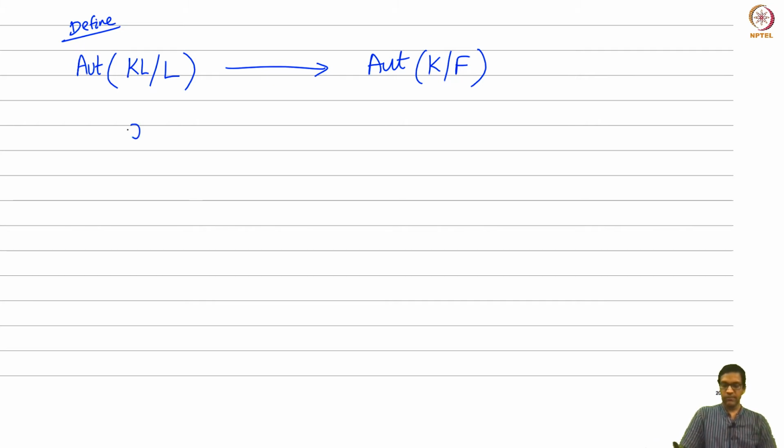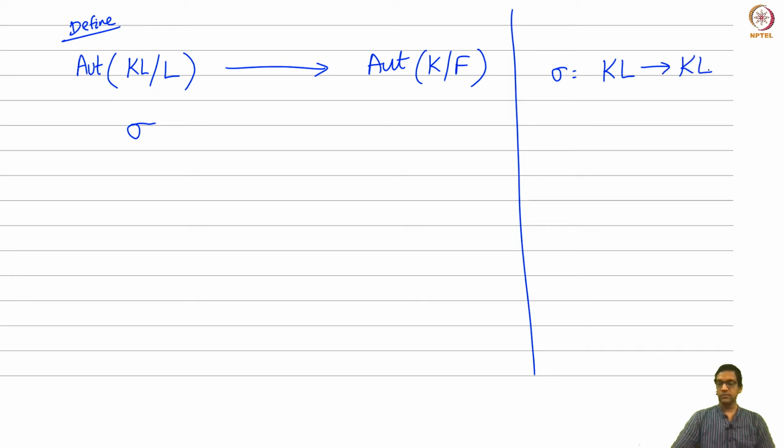Okay, so the map itself is obvious. So what is this map? This is just take any element sigma in the Galois group of KL over L. That means that what is sigma? It's an automorphism of the field KL, right? So sigma, therefore recall, is nothing but a map from KL to KL, such that sigma restricts to identity on L, such that when you restrict sigma to L, you should get the identity map. This is what an element of the Galois group is. So in particular, sigma is a map from KL to KL, right?